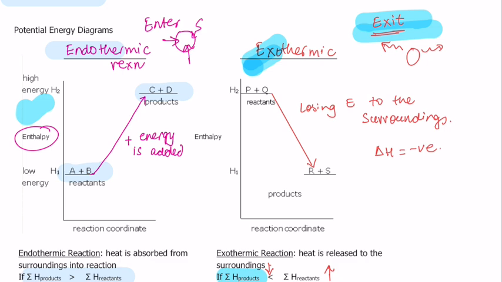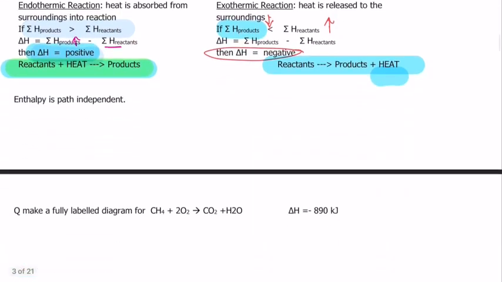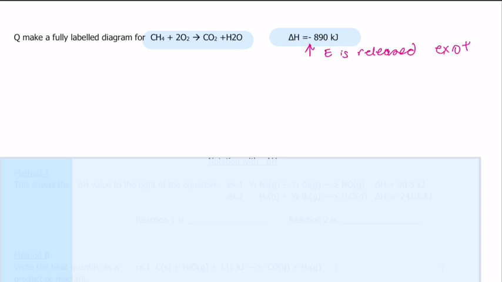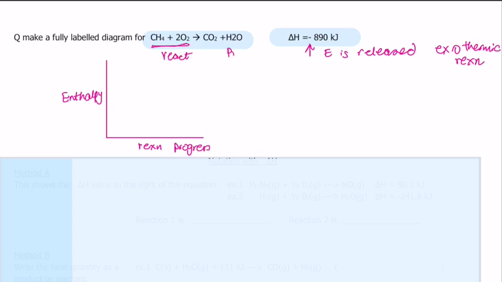A type of question that might show up on a test could look like this. Make a fully labeled diagram for this reaction, and they have given you the delta H value. So because this delta H is negative, this tells you that energy is released. This is an exothermic reaction. So all you do is you make your X and Y axes. On this side you write enthalpy. This side says reaction progress or reaction coordinate.